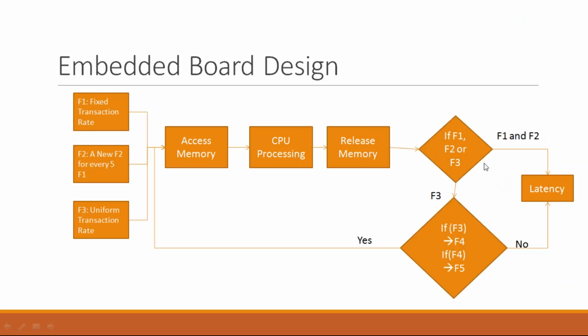If we have task 1 or task 2, then you complete the task and generate the latency for it, and you'll know the total end-to-end delay between the time you generated the task and the time it completed. If it is task 3, it is going to generate function 4 and function 5, which again goes back to access memory, CPU processing, and release memory. So this is what we are going to do today.